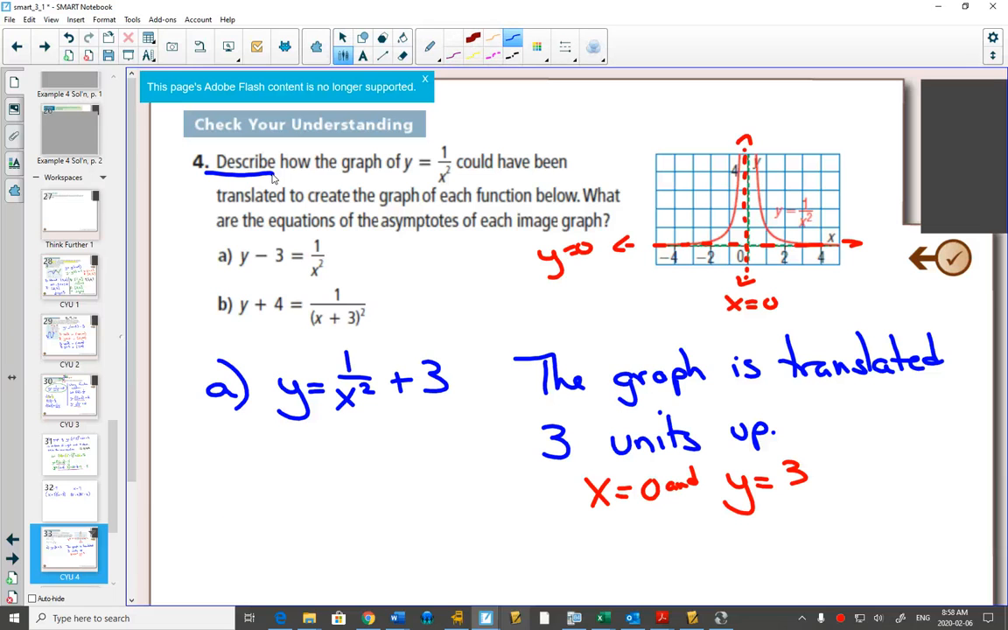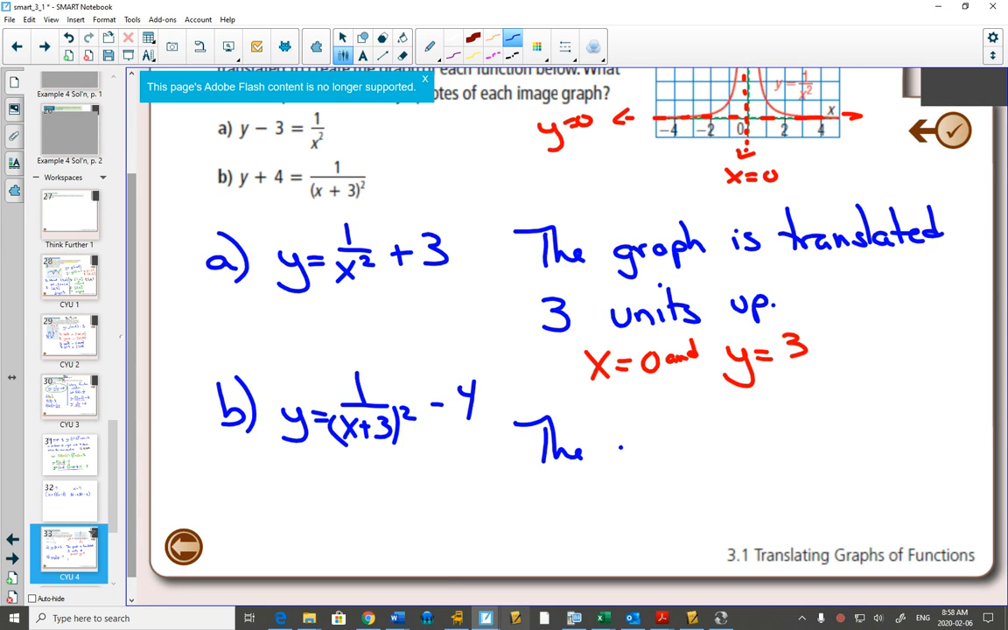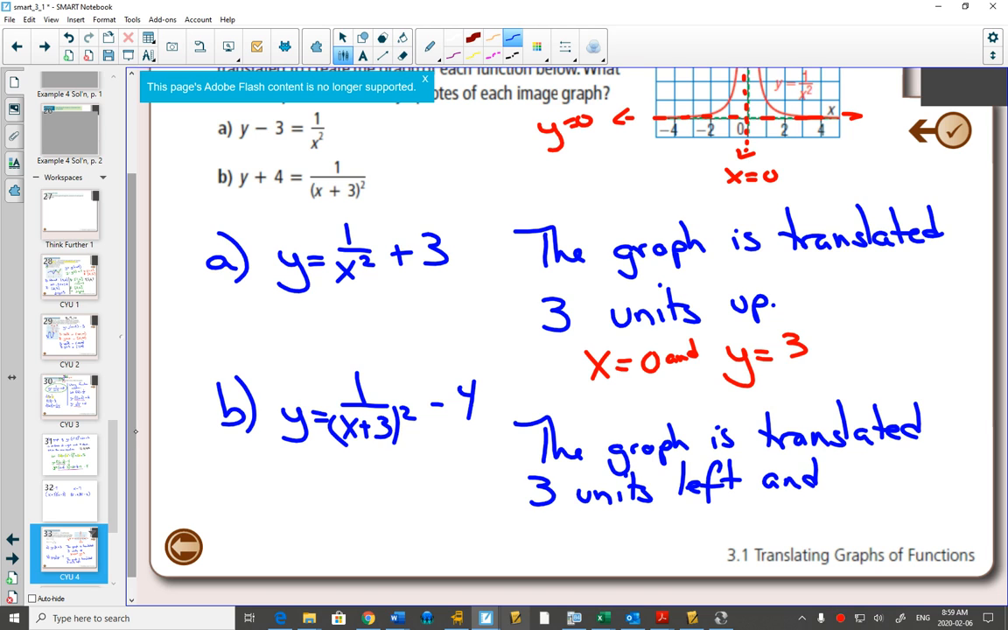Same thing for part B. I'm going to start by rearranging this equation. Write out in words: the graph is translated. Now, looking at the equation, we've got a plus 3. Can you see that that's inside the function? So that's going to be 3 units to the left, and a minus 4 outside the function: four units down.